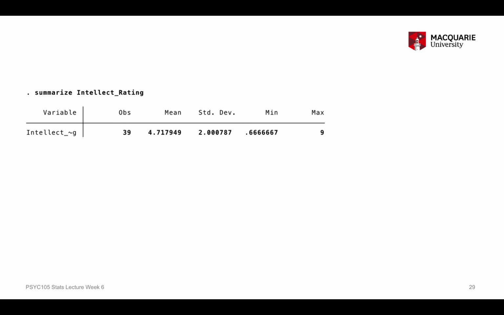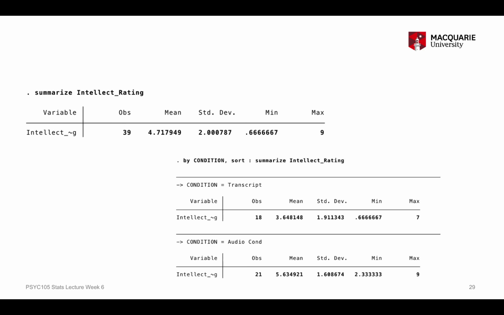So the first thing we can do is just to summarize the data. The first table up the top there is a summary of the overall average scores for this variable for the entire sample, and that's at 39 observations in this particular study. So we can see the overall average intellect rating score is 4.7 out of 10 with a standard deviation of 2. And you can see that the lowest intellect rating somebody got was 0.6, less than 1, and the highest is 9. But we can also have a look at the ratings between the two different groups.